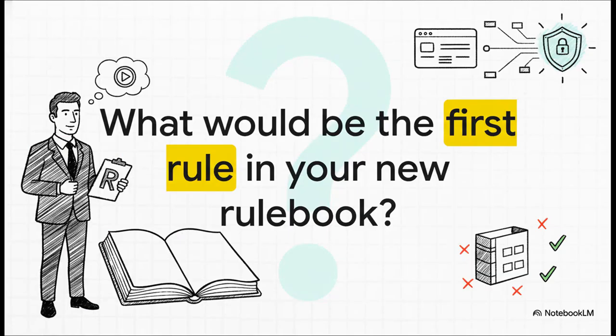So, we'll end with this thought. You now get the logic, you get the priorities, and you know the potential pitfalls. You know how the bouncer thinks. So, if you were handed a completely blank rulebook for your own application right now, what would be the very first rule you'd write down?